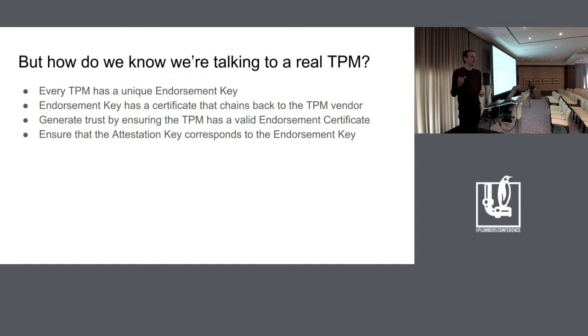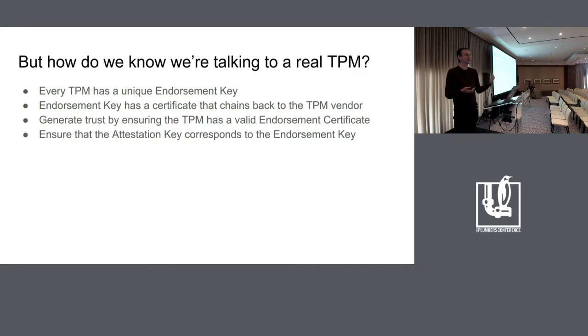But each TPM has what's called an endorsement key. Now, the endorsement key can either be generated by the TPM at runtime, but more commonly, the endorsement key is generated at the factory while the TPM is being produced. The TPM manufacturer then generates and provides a certificate that corresponds to that endorsement key and which chains back to the TPM manufacturer.